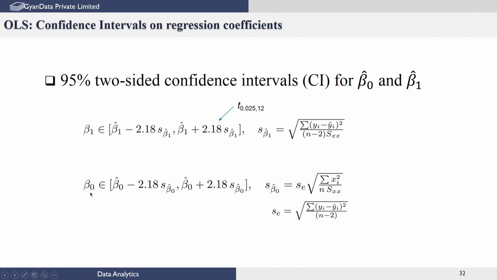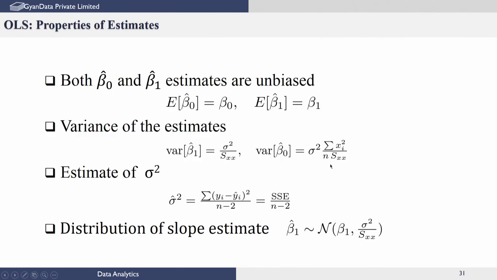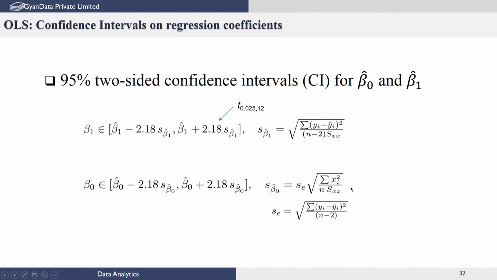Similarly, you can construct the 95% confidence interval for beta naught from its variance. We are doing the same thing: beta naught hat plus or minus 2.18 times the standard deviation of beta naught hat estimated from data, which is what we call S beta naught hat. Remember, S beta naught hat is sigma hat, estimated from data, multiplied by the square root of the sum of xi squared divided by n times SXX, which is nothing but the square root of what we derived earlier, with sigma squared replaced by the estimated quantity. That is all these two terms represent, S beta 1 hat and S beta naught hat.